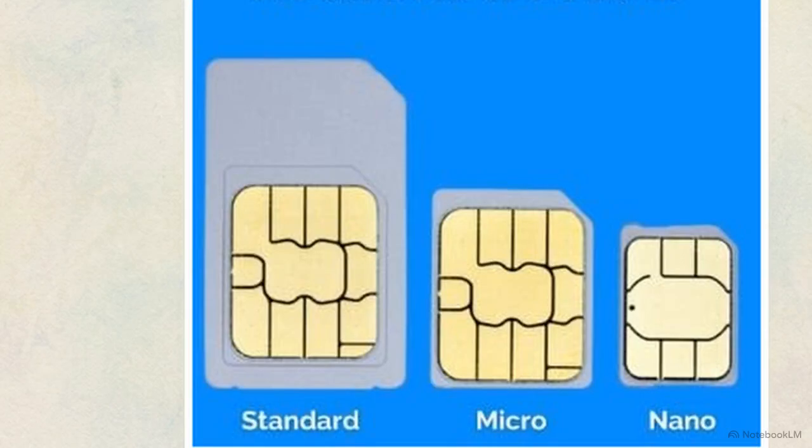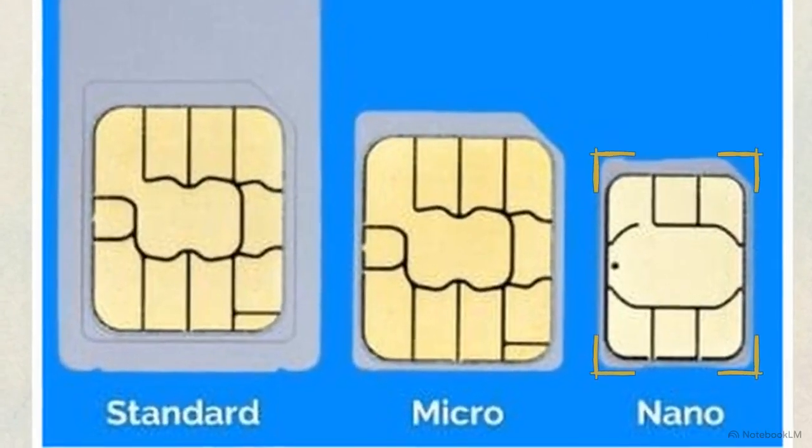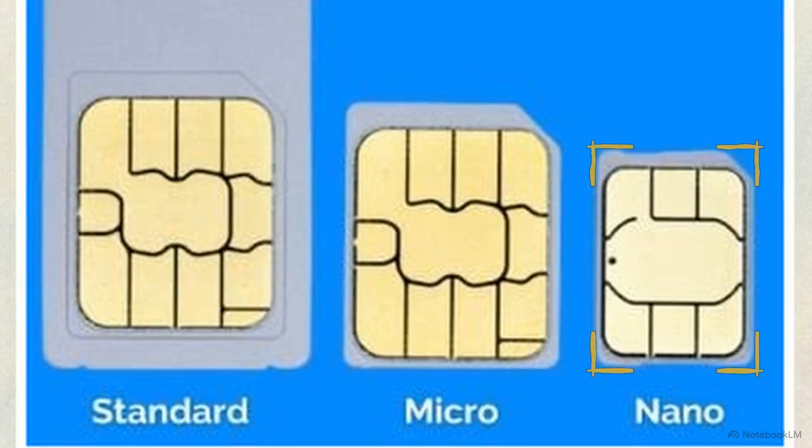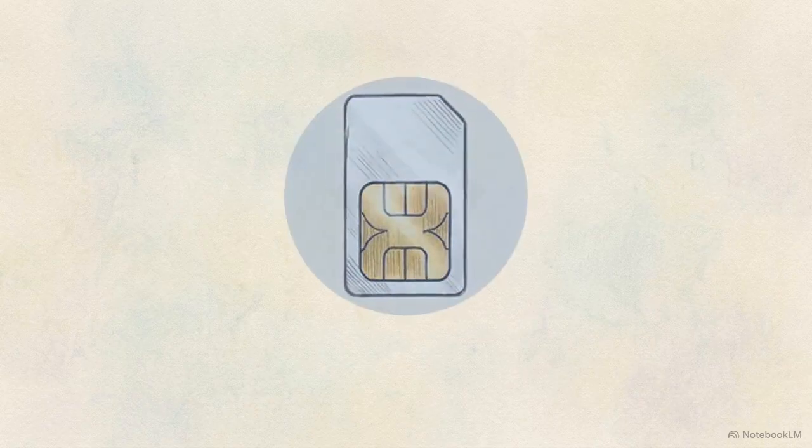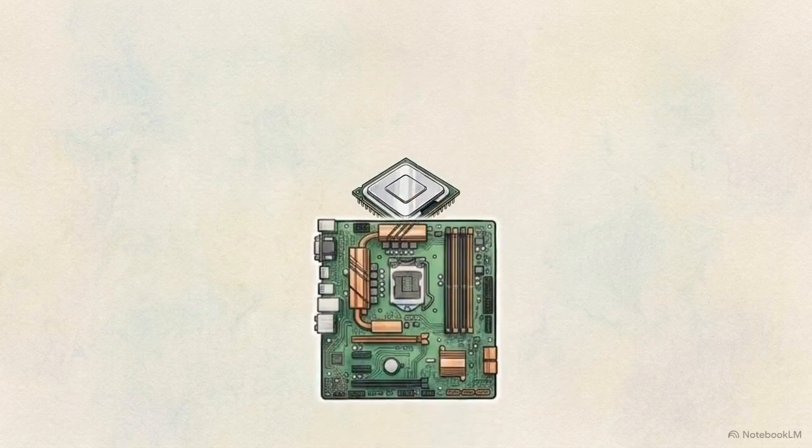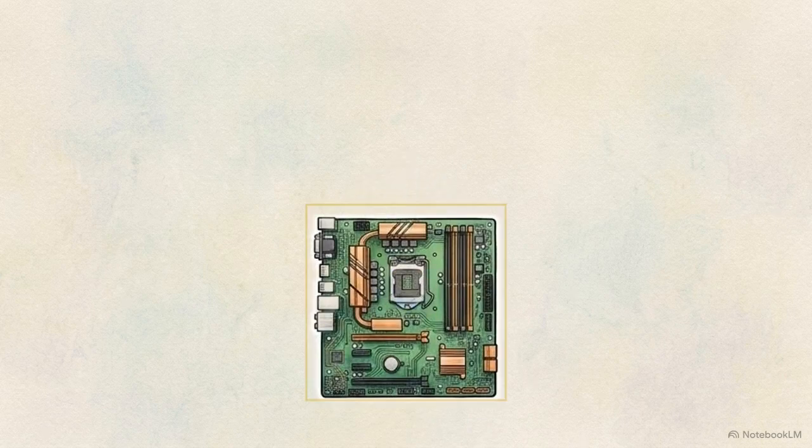Over time, the physical footprint of the SIM has shrunk to match tighter device tolerances. As shown here, they progressed from the standard size down to micro, and finally the nano SIM used in most modern phones. We are now seeing the transition to the eSIM, which eliminates the physical card entirely by embedding the authentication module directly onto the motherboard.